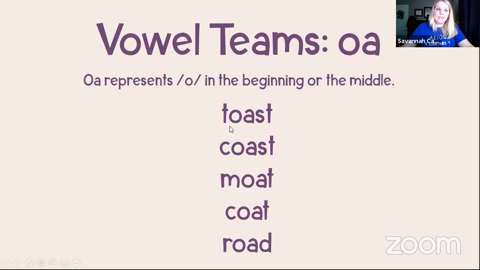So if I had a kid spell toast, T-O-S-T-E, I would say that's great thinking. But how many letters can E jump over? And they were like, oh, it can only jump over one. Okay, so what's another way we know we can make that O sound?